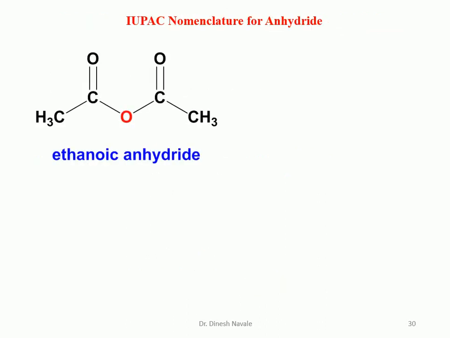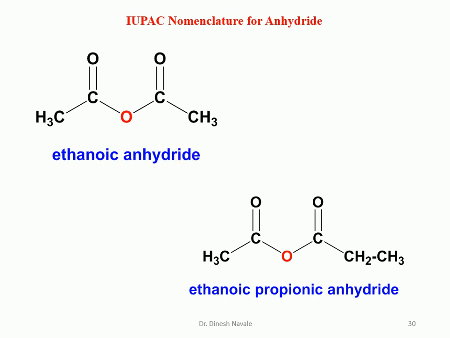So we have the first one. Now both sides have the same substituent. So it is ethane. That means it is the ethanoic acid part, and this also is the ethanoic acid part. So we write that the E of the acid will be replaced by oic anhydride. So it will be what? Ethanoic anhydride, because carbon number 1, carbon number 2. So it is ethanoic anhydride.